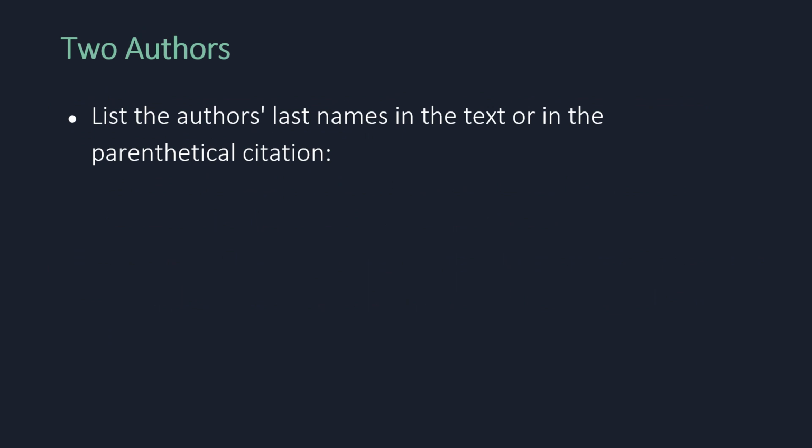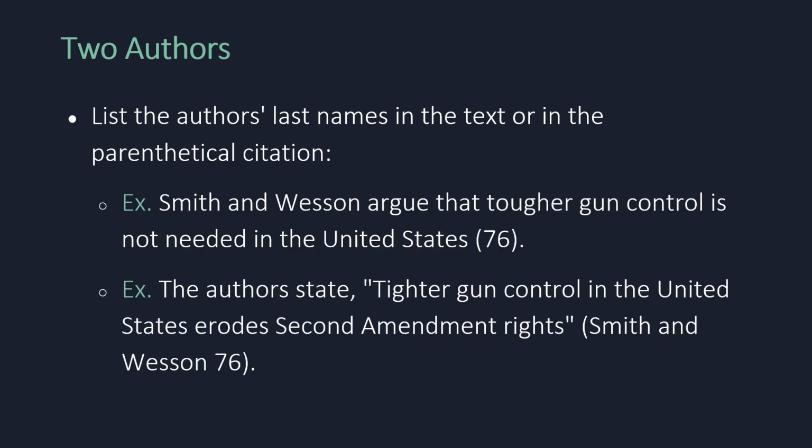When citing a work with two authors, use their last names in the text or in an in-text citation. For example, "Smith and Wesson argue that tougher gun control is not needed in the United States" (76). Or, "The authors state, tighter gun control in the United States erodes Second Amendment rights" (Smith and Wesson 76).